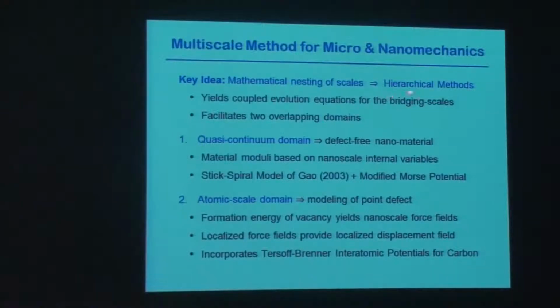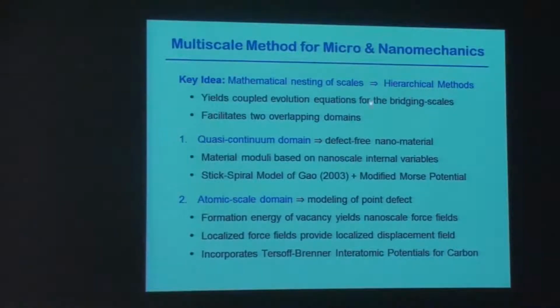And this will provide us what we call hierarchical methods. Hierarchical methods mean that at the finer level, you have final constitutive equations, and at the coarser level, you use homogenization ideas to speed up your calculations. And this nesting of scales, this key idea, will give us two systems of equations. It will give us coupled evolution equations that will provide information about the bridging of scales, information at one level transferred to the next higher level.